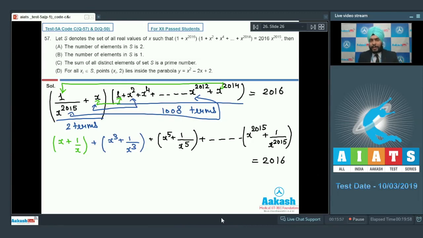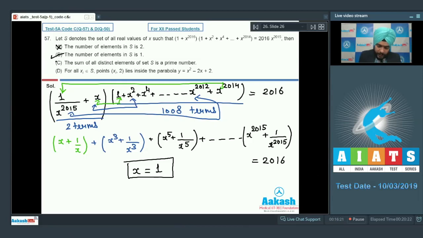1008 pairs into 2 is 2016. So that means AM is equal to GM. Okay. So that means x equal to 1 is the only possible value for this equation. Applying AM-GM for all the terms, we get AM equal to GM. Now students, x equal to 1. So how many number of solutions? Only one solution. Option number A goes wrong.